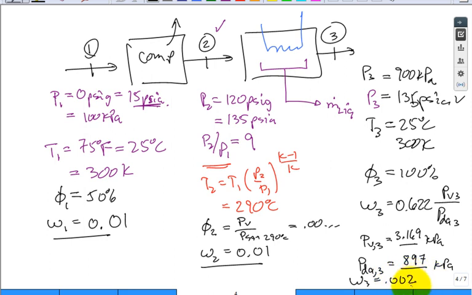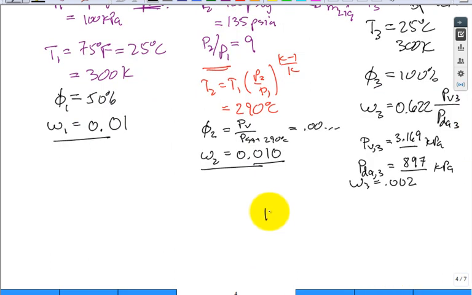So let's compare these two numbers. 0.010, and then it went to 0.002. What percent of the water vapor which was ingested condenses in the tank? 80%. Good engineer. See that? You can see the numbers. It went from 10 down to 2. Where did the 8 go? It condensed. Isn't that amazing how much actually condenses?